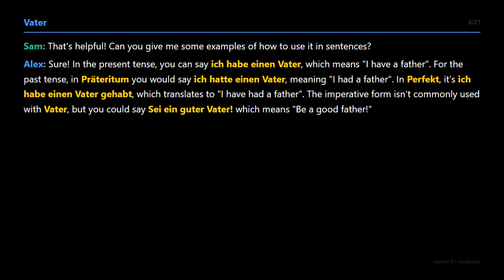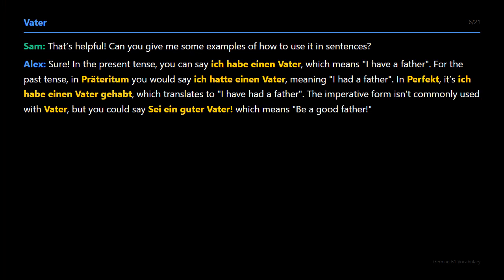Can you give me some examples of how to use it in sentences? Sure. In the present tense, you can say, Ich habe einen Vater, which means I have a father. For the past tense, in Präteritum, you would say, Ich hatte einen Vater.